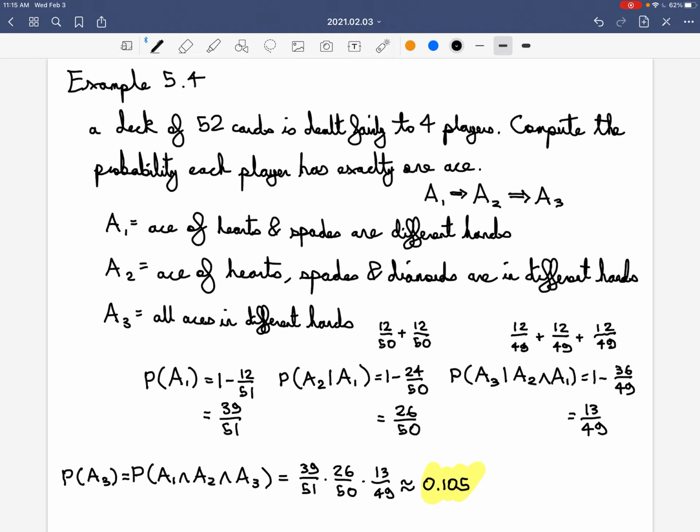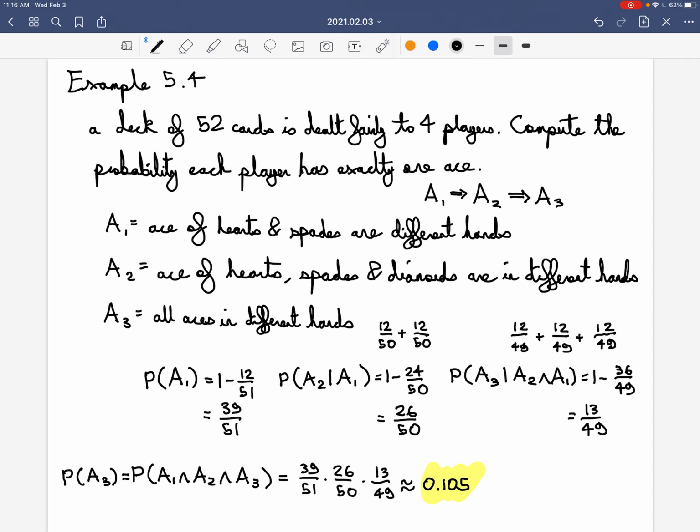And now, given that the ace of spades is in a different hand than the ace of hearts, we can use exactly the same reasoning to say that there's a 12 over 50 chance that the ace of diamonds gets put in the same hand as the ace of spades. And then from that, we can conclude that the chance the ace of hearts, the ace of spades, and the ace of diamonds are all in different hands is 1 minus 24 over 50, which is 26 over 50.